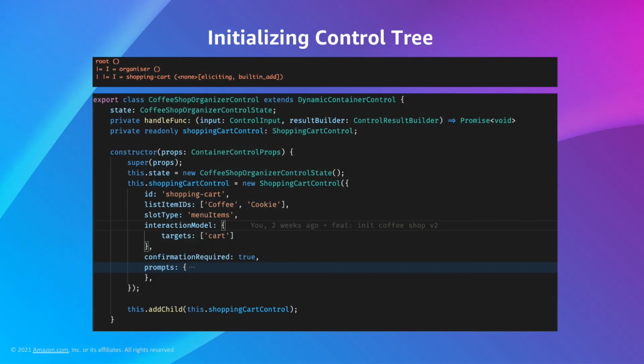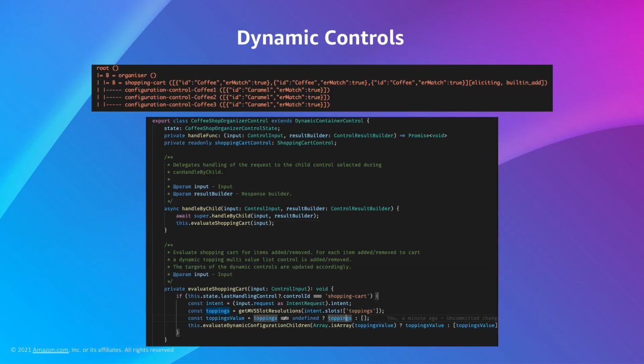Let's look at the control tree and the code snippet to see what's happening when the user first invokes the skill. Here, the logs in the top section show that the control tree was initialized. The code snippet shows that the control tree is constructed with a shopping cart list control added to the organizer control. The logs on the top now show the state of the tree after the user has added 3 cups of caramel coffee. As you can see, the shopping cart has been updated, and additional controls have been generated for the coffee. As you can see in the code snippet, 3 dynamic controls were generated for the topping using the multi-value list control. Let's move the skill conversation forward to check out other features.